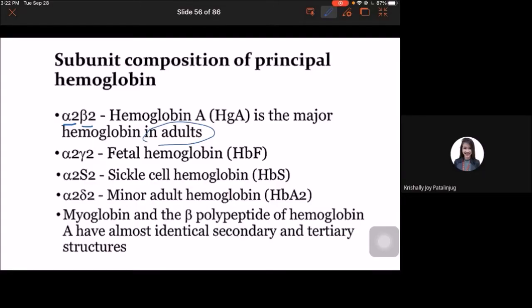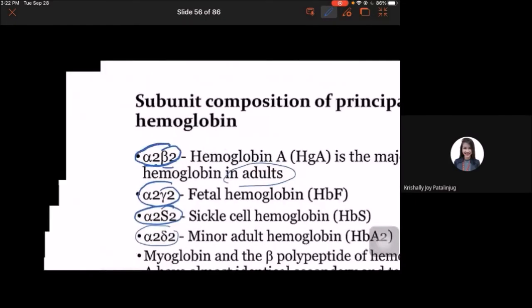Then we also have alpha 2, gamma 2. This is common in fetal hemoglobin, also known as fetal hemoglobin. Just be familiar with the subunits present for each type of hemoglobin. Then sickle cell hemoglobin was somehow discussed during the protein folding discussion on sickle cell anemia, right? So alpha 2, then sickle 2. There is already a mutation in the amino acid residue. Then alpha 2 delta 2 is for minor adult hemoglobin. Okay, just take note of this slide.